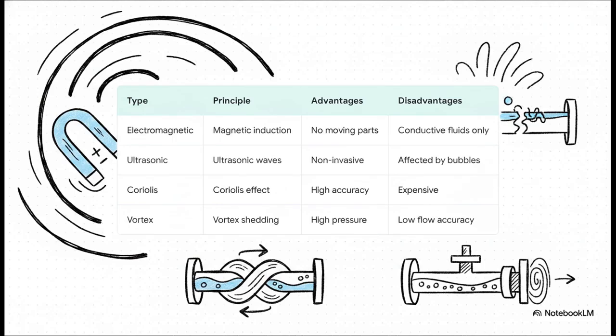First up, electromagnetic, or mag meters. They use magnetic induction. The huge win here, no moving parts and crazy high accuracy. The bummer is they only work on conductive fluids, like water or wastewater. Try it on hydrocarbons and you'll get nothing.